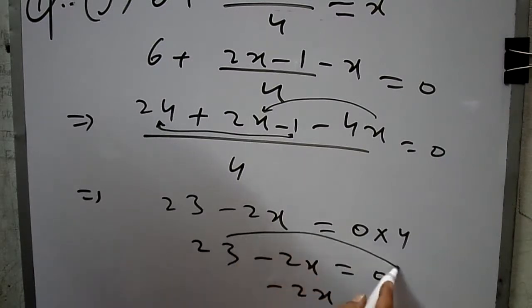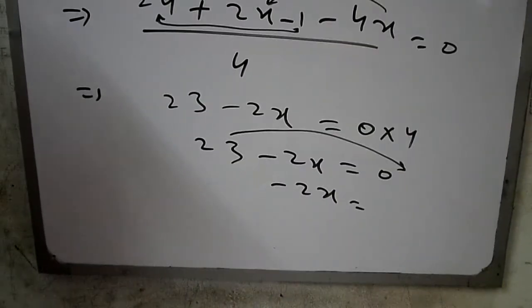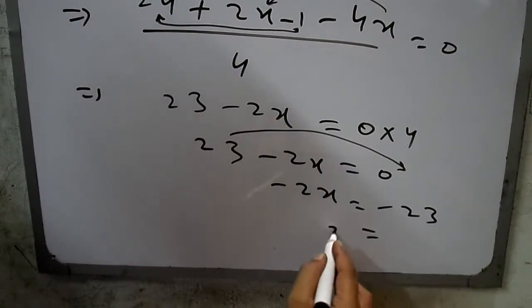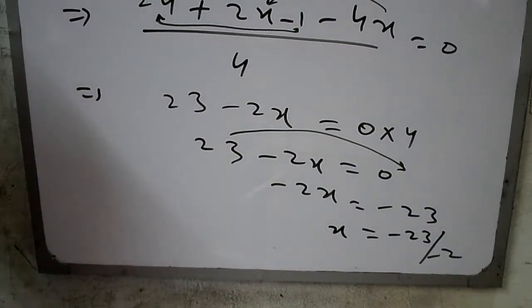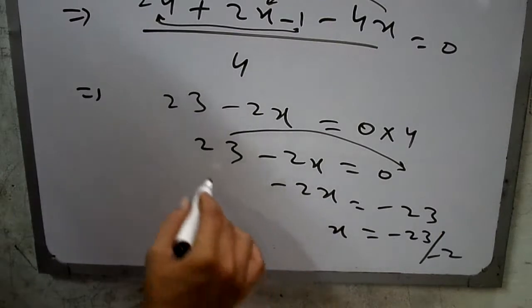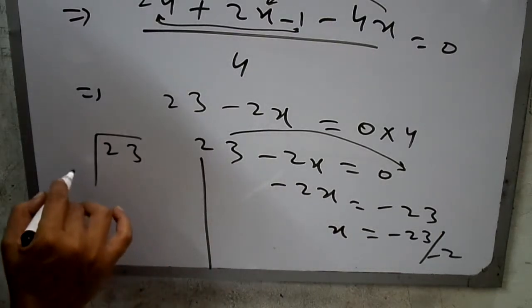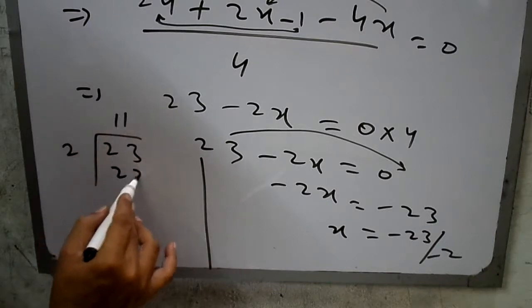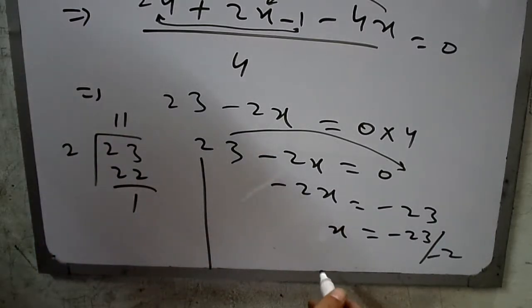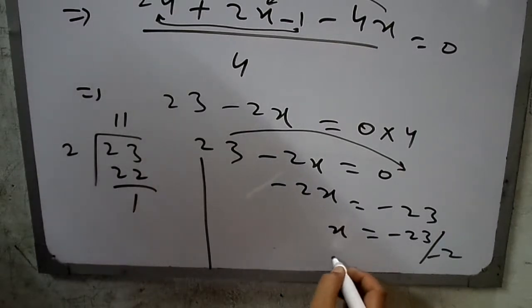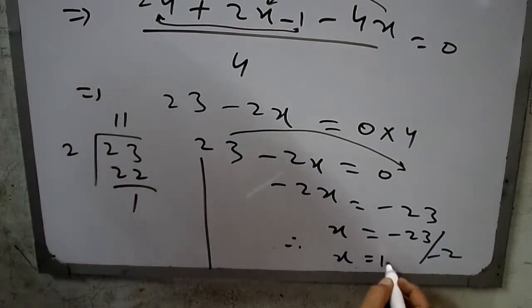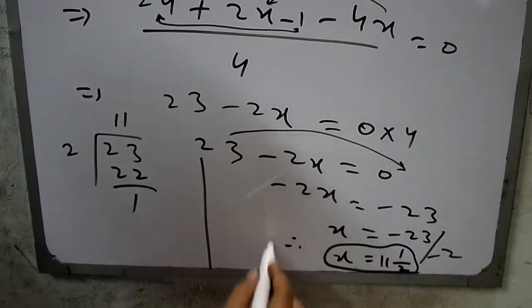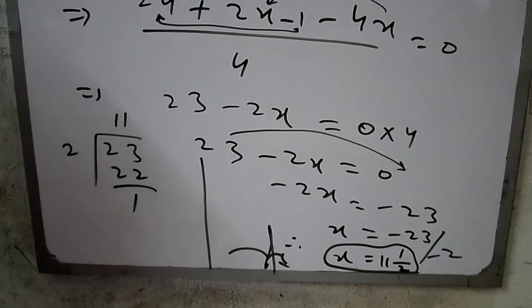So shift this 23, you will get minus 23. So the value of x is minus 23 divided by minus 2. Minus minus will be cancelled, and after division you will get 23 divided by 2, that is 11 2s are 22, 1. So you can say that the value of x is 11 whole 1 by 2. So that is your result. You can see.